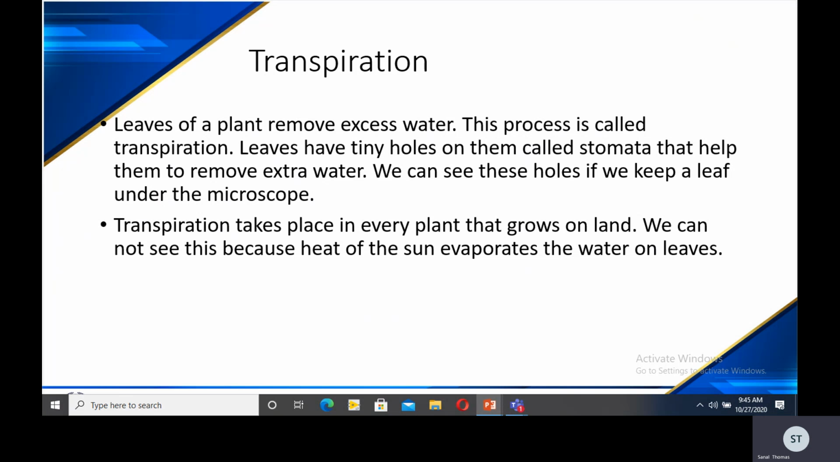The importance of photosynthesis and how the leaves make food. And in the beginning we saw how, using one experiment, we find out whether all the leaves are making food or not.